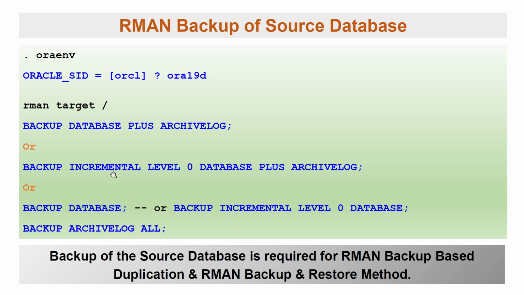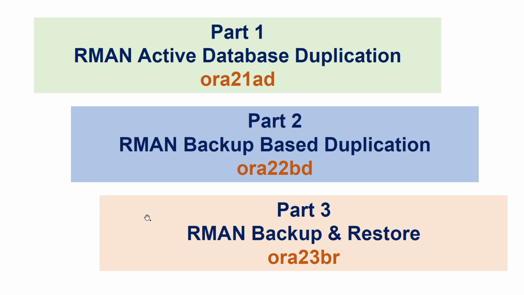The only difference between these two commands and this command is that here you are taking the archive logs along with the database backup, and here you are first taking the database level backup followed by archivelog all. The choice is yours. Again, these are some of the methods that you can use to take the backup. If you already have the backups, you don't need these particular backups. One thing that I want to highlight: backup of the source database is only required in RMAN backup based duplication and the RMAN backup and restore method. This particular backup is not required in active database duplication. Now, these are the three parts. The first part is active database duplication.